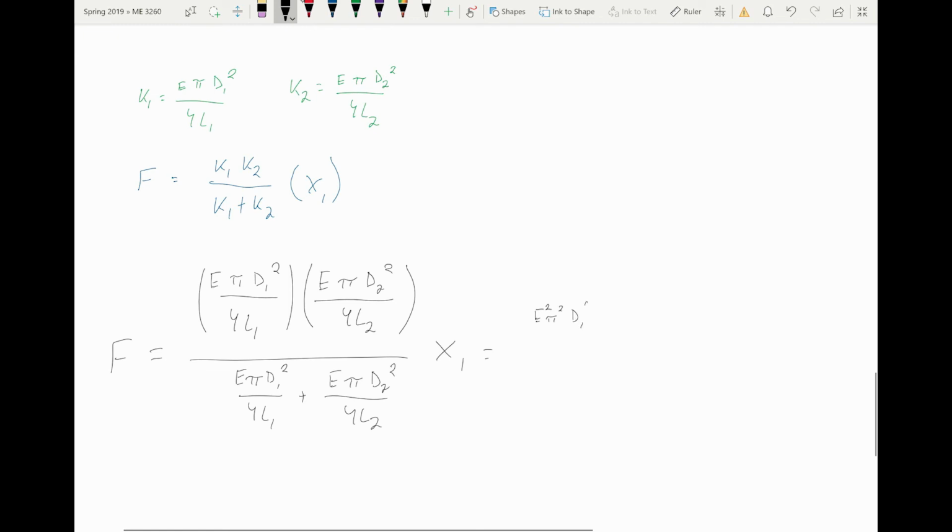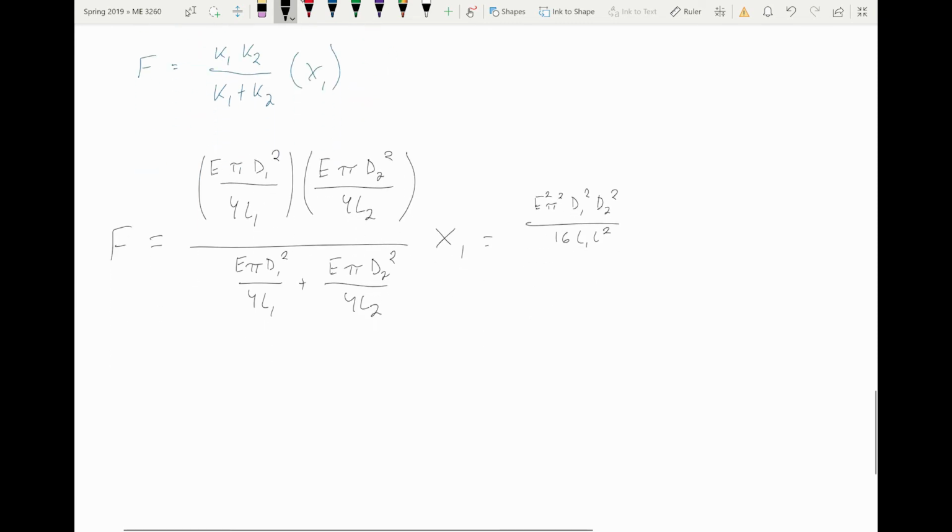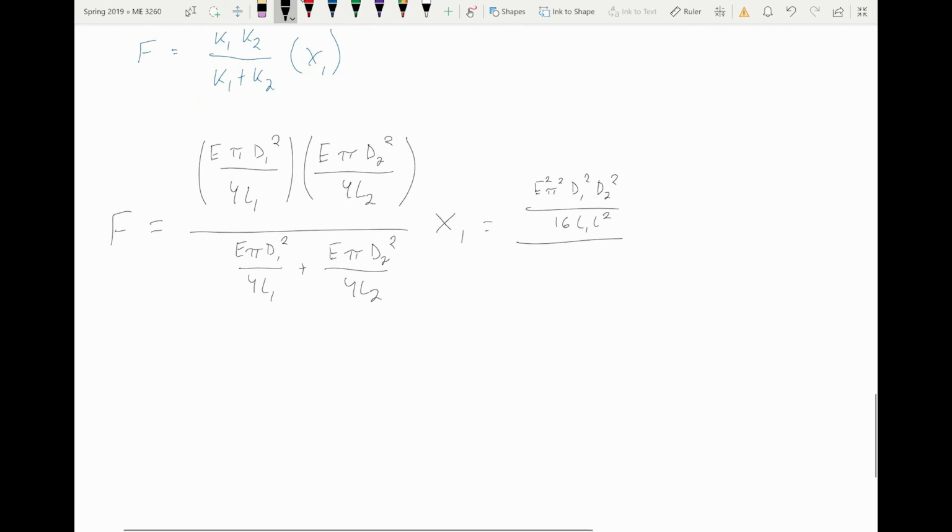Simplifying this, multiplied by x1 equals force. This is equivalent to E pi squared times d1 squared d2 squared divided by 16 L1 L2. And then simplifying the bottom, we're going to pull out E pi over 4. And then what's left is d1 squared over L1 plus d2 squared over L2.